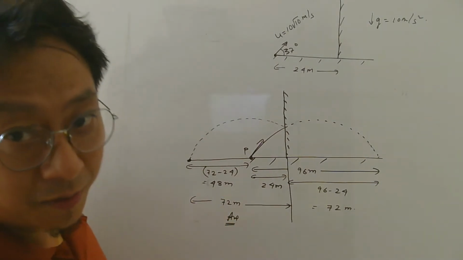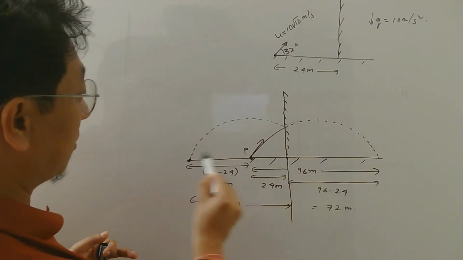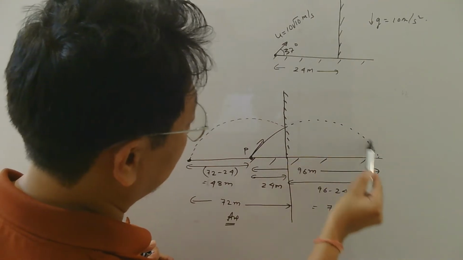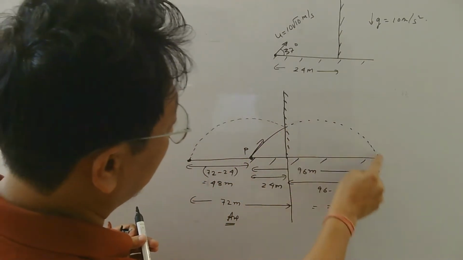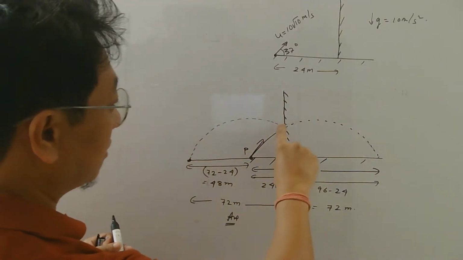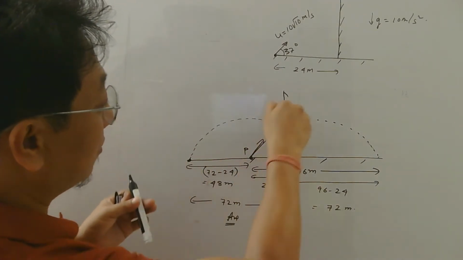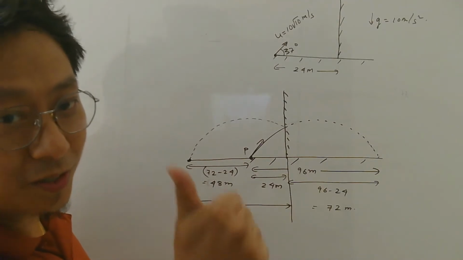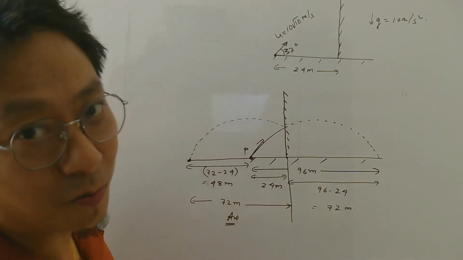Okay. And if they ask time of flight, time taken from here to here to here, that will be the same as time of flight from here to here, because this path is identical to this path. You can see from here to here, this is the vertical distance covered. Here also from here to here, this is the vertical distance covered. And we know that the vertical velocity remains the same during elastic collision.